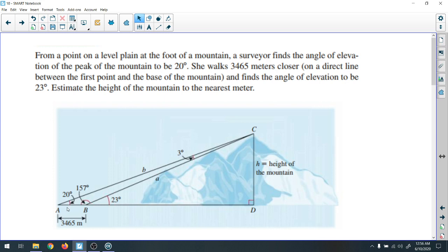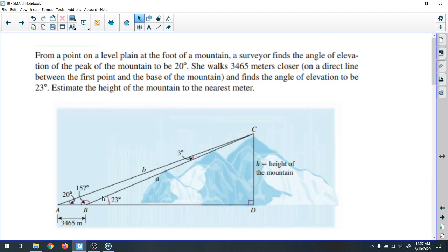She walks 3,465 meters closer. So she walks from A to B. And then you could do this as an application, to find the height of a building. So from position B, a direct line between the first point, from A to B to the base of the mountain, she finds the angle of elevation over here is 23 degrees.